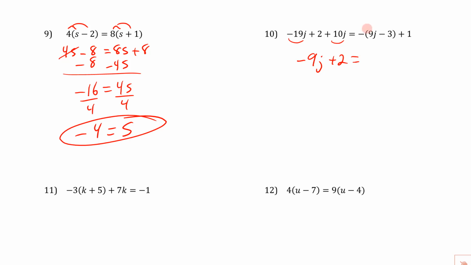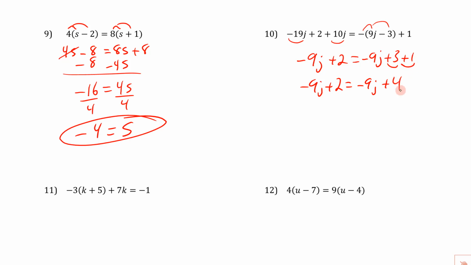And then over on this side, we've got some distributing to do. So that's going to be negative 9j. And this is going to be plus 3. Don't forget, when we distribute that negative through, it's going to change the sign of each of those. And then plus 1. So here's what we've got. Negative 9j plus 2 on this side equals negative 9j plus. If we combine those like terms right there, we get plus 4.